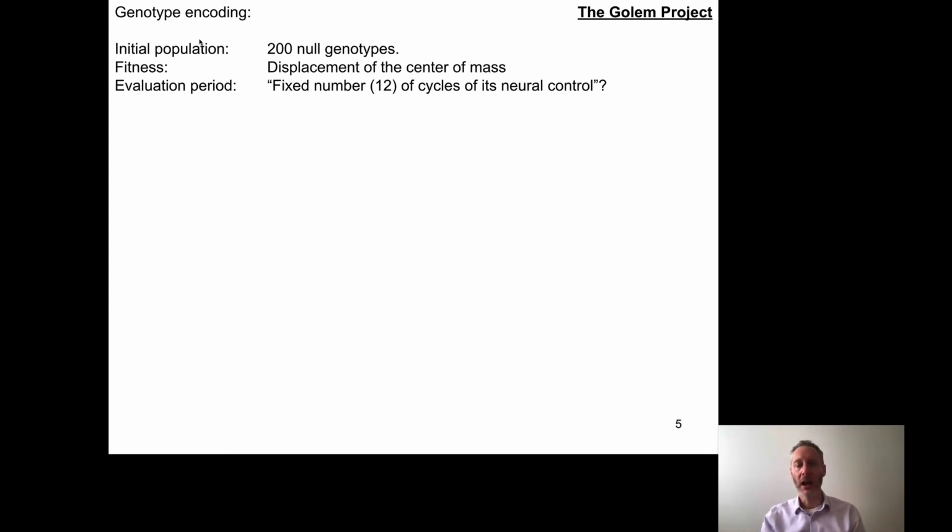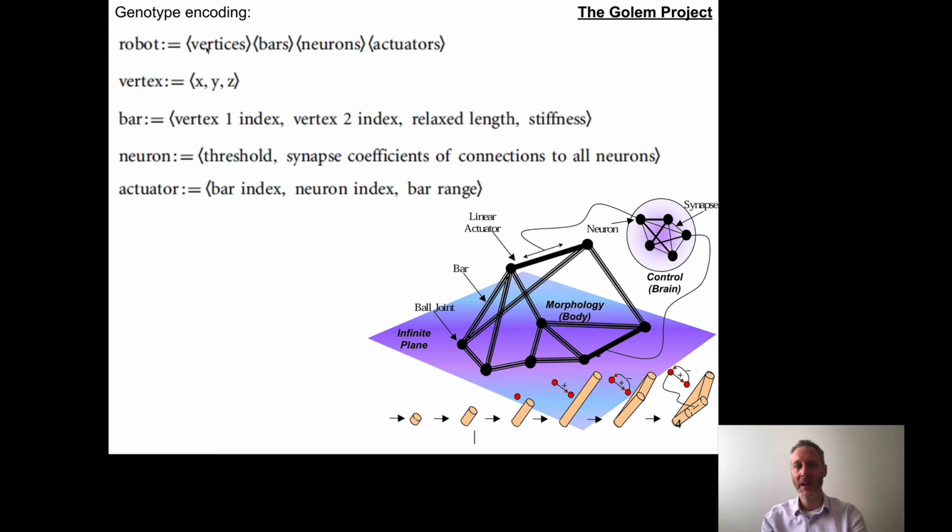Okay, so let's talk. That was the genotype. Let's talk a little bit now about evolution. They start in the first generation not by creating random genotypes, but creating 200 null genotypes. This is kind of odd. You don't see this very often in evolutionary robotics.